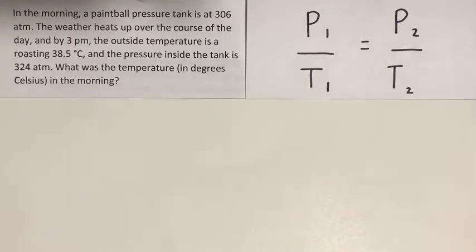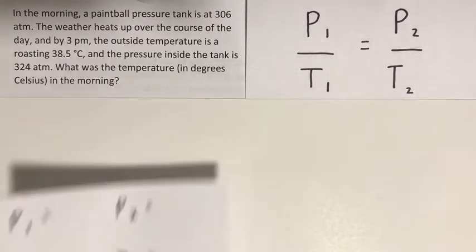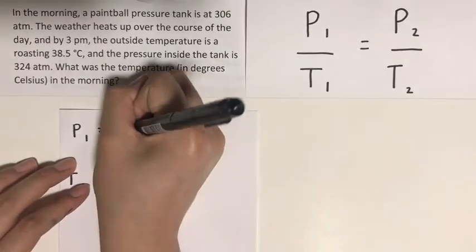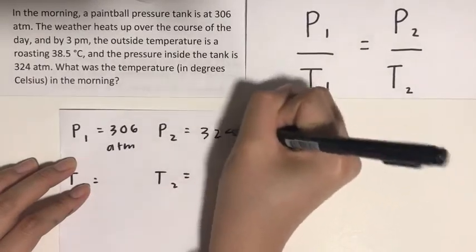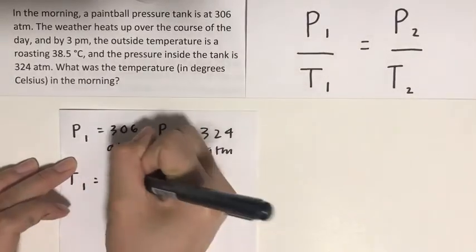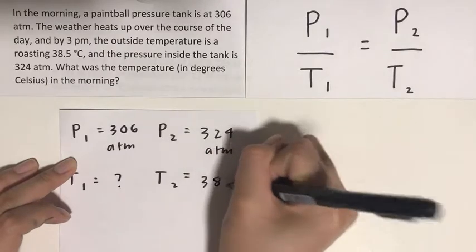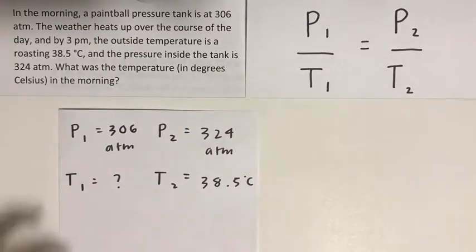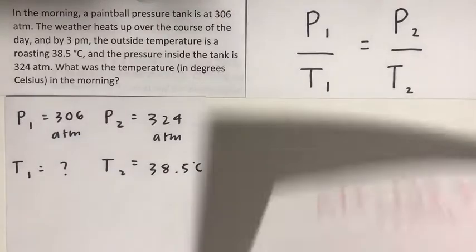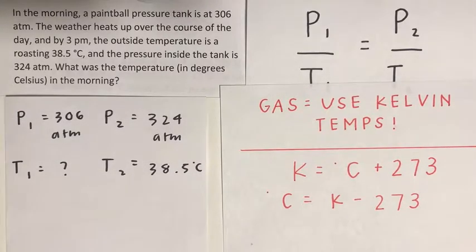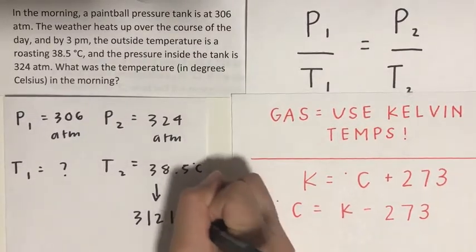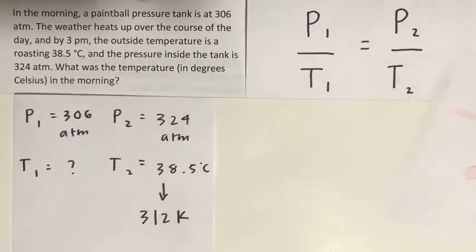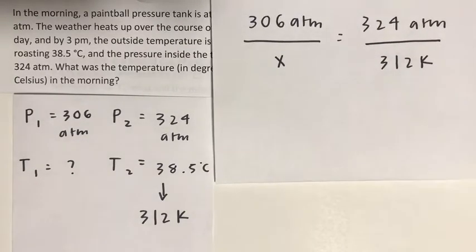For our second practice problem, we will start off by specifying the given pressures and temperatures. Pressure 1 equals 306 atmospheres. Pressure 2 equals 324 atmospheres. Temperature 1 is what we'll be finding in this problem, and temperature 2 is 38.5 degrees Celsius. Once again, we need to make sure to work in Kelvin temperatures before solving the problem. After all conversions, we'll find the missing value, the initial temperature, by cross-multiplying and dividing again.